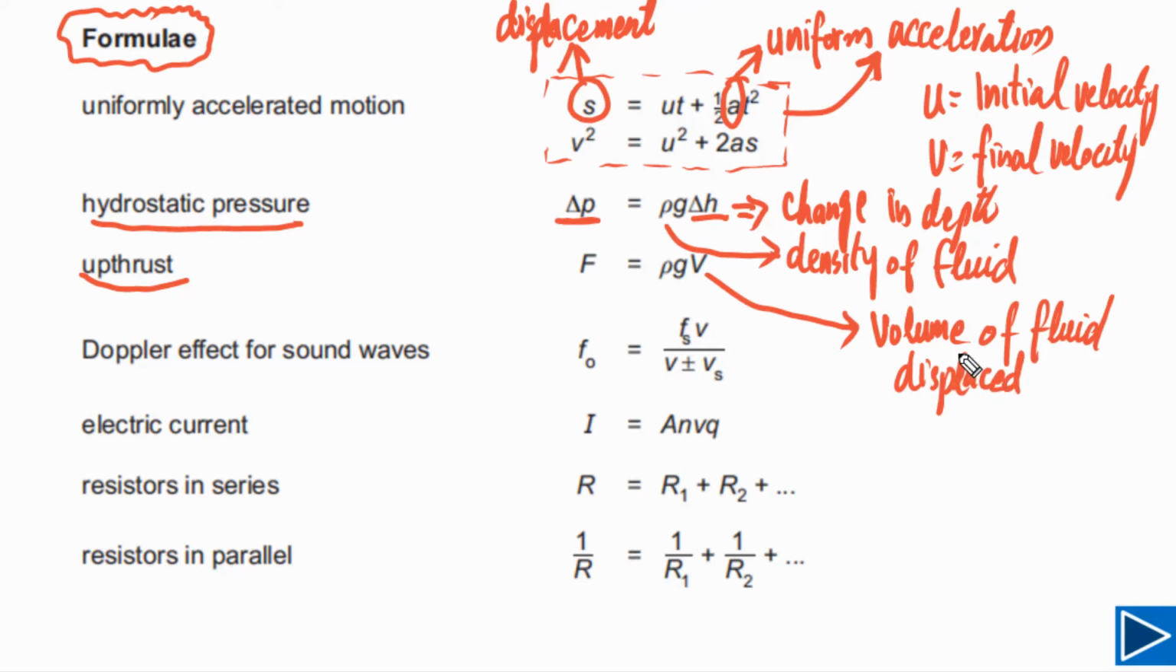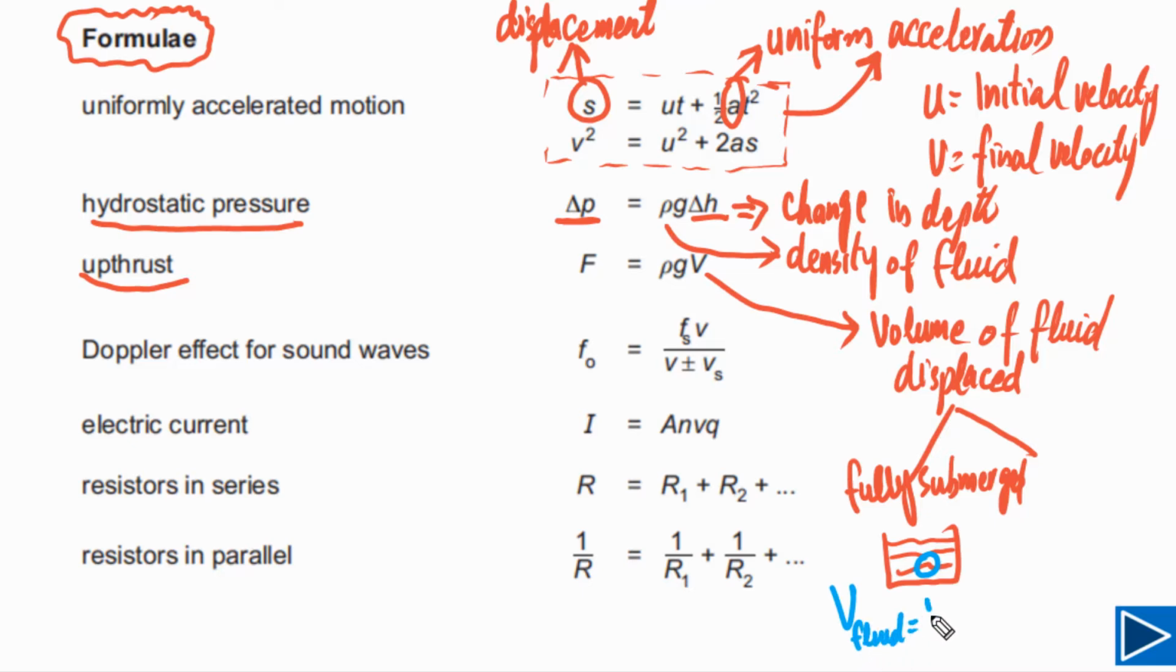Now we need to understand when volume of fluid and volume of object are the same. So we will discuss two separate cases. First case, when object is fully submerged. Fully submerged simply means that, let's say we have this container and we place one object inside. Let's say the object is here, fully submerged. In this case, volume of fluid displaced is equal to volume of object.